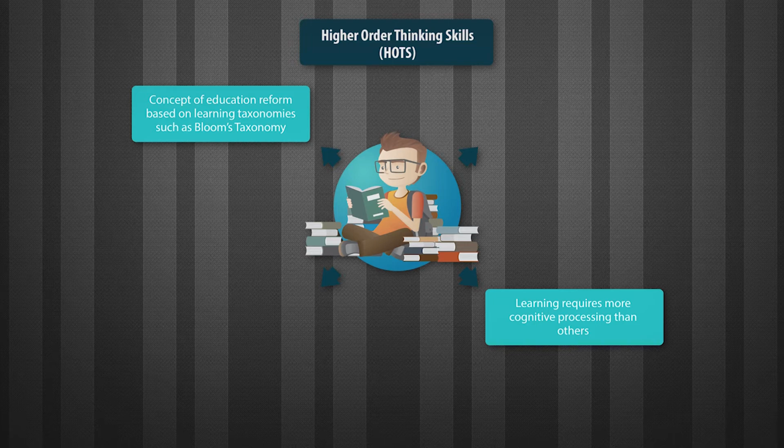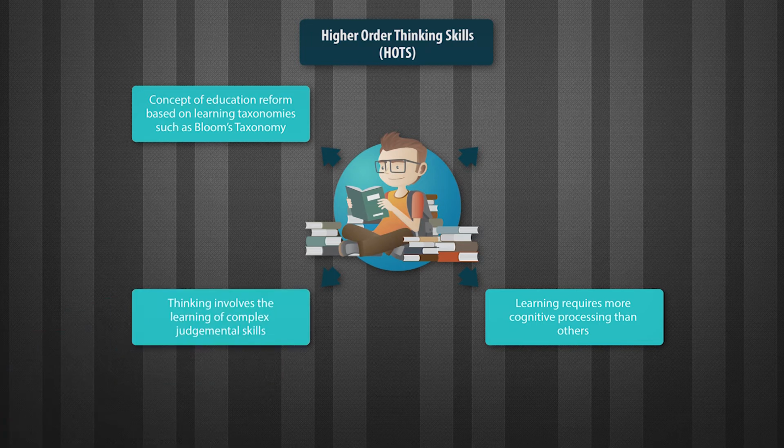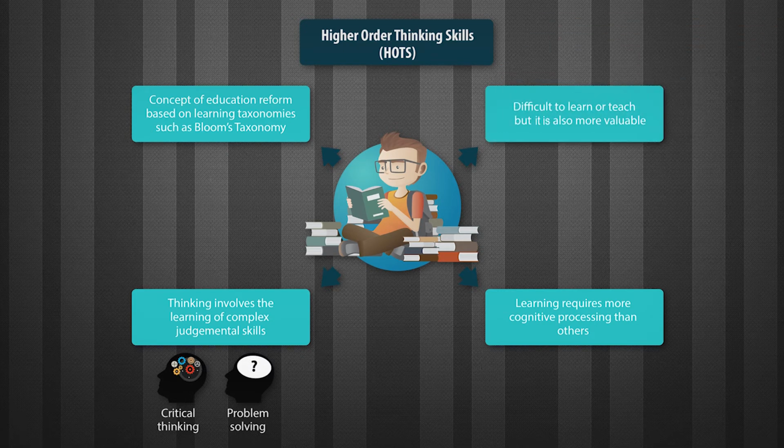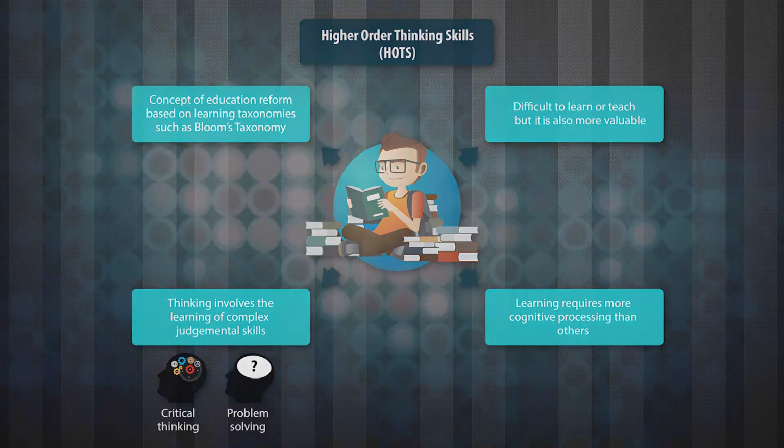Higher order thinking involves the learning of complex judgmental skills such as critical thinking and problem solving. Higher order thinking is more difficult to learn or teach, but also more valuable because such skills are more likely to be usable in novel situations. Examples of appropriate assessments for such learning objectives will be shown in the next figure.